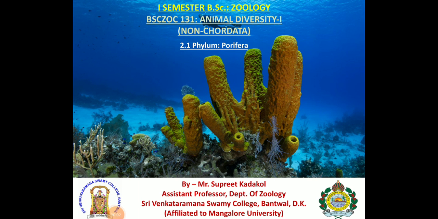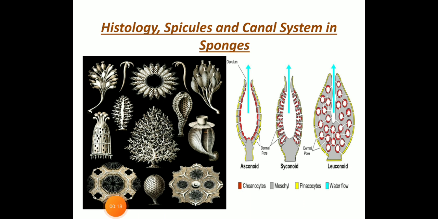Hello everyone. In this session we are going to discuss the chapter Phylum Porifera under the paper Animal Diversity 1, that is non-chordates. In the previous classes we have discussed the general characteristics of sponges and their classifications. In this session we will mainly concentrate on the histology of the spicules and the canal system in sponges.